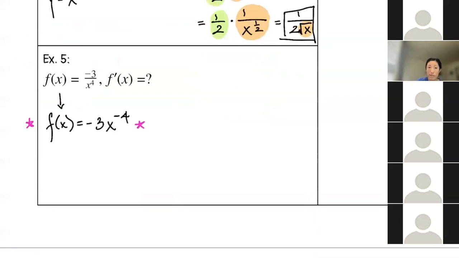All right, so now we've rewritten our original function. So our f prime of x, I'm going to keep the coefficient there. Okay. Now I'm going to bring down the coefficient, or the power rather. So -4x to the -4 minus 1. Are there any questions about how I got this first line here?